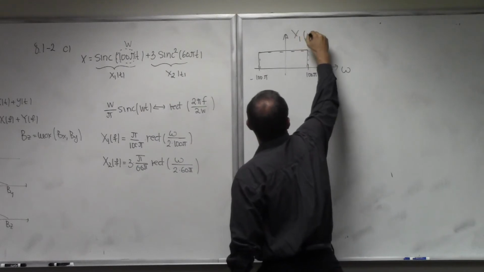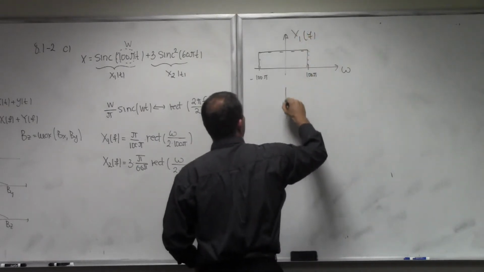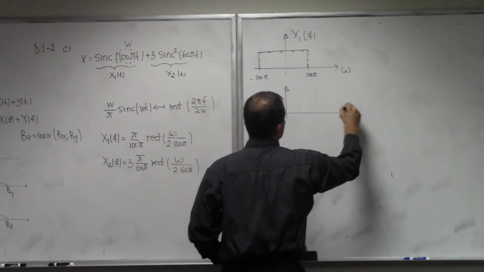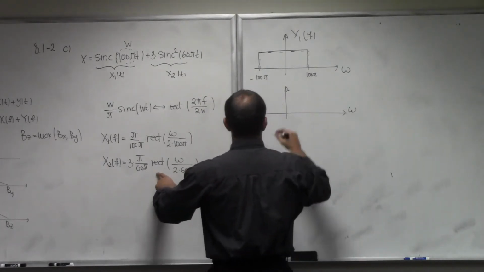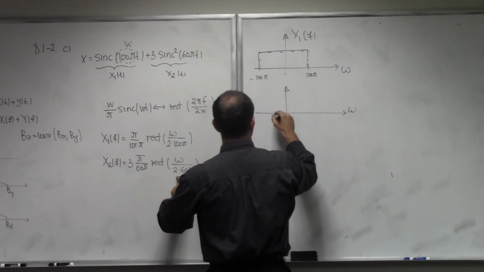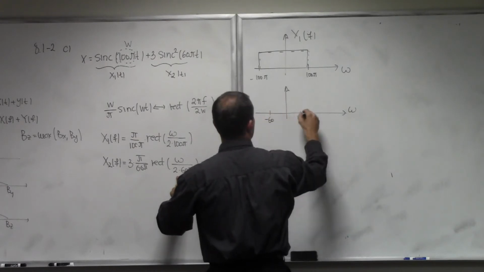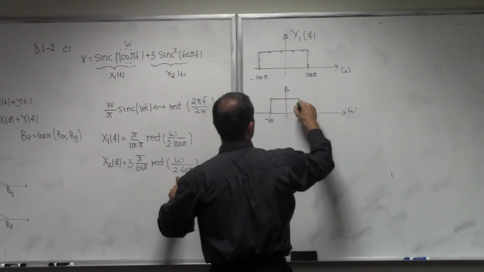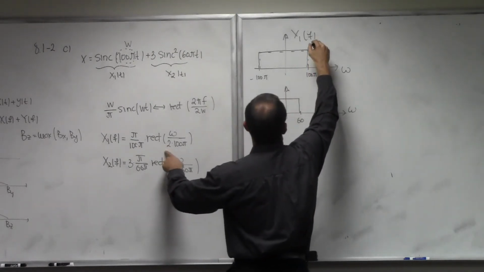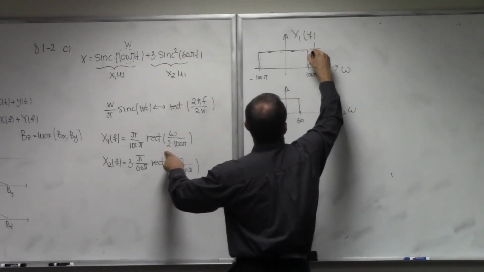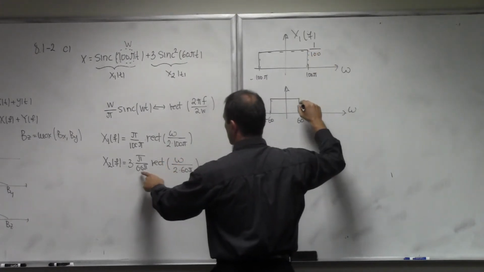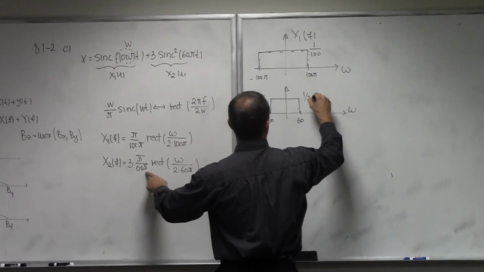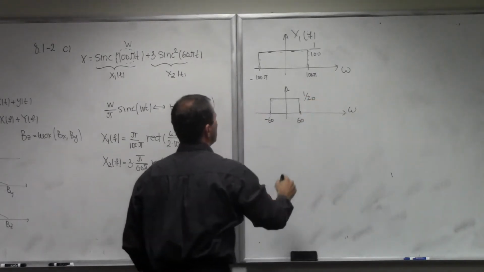Fourier transform of x2. It goes from minus 60 to 60. Right? So it looks like this. This magnitude here is 1 over 100, and this magnitude here is 3 over 60, so 1 over 20. Right? So that's the bandwidth of x2.